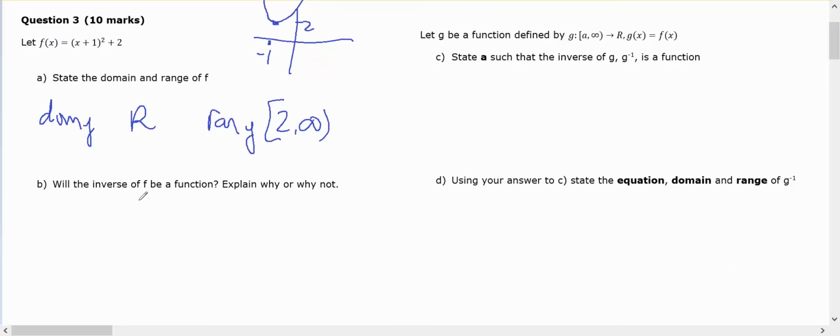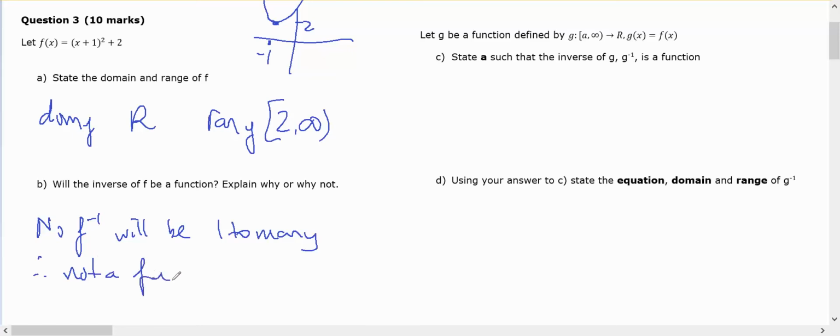Will the inverse of f be a function? Why or why not? No. f^-1 will be 1 to many, therefore not a function, because f is a many to 1 function.